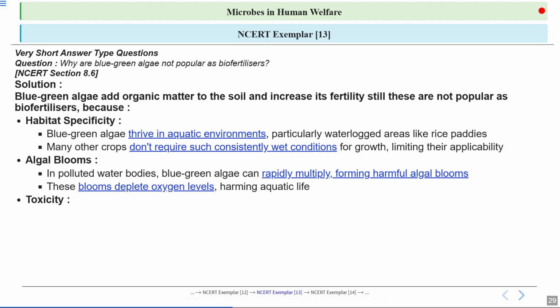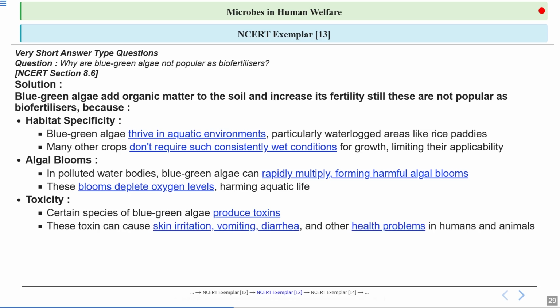Next one is toxicity. Some blue-green algae can produce harmful toxins as well. Certain species of blue-green algae release toxins into the water, which can be harmful to aquatic animals as well as humans also. These toxins can cause health problems such as skin irritation, vomiting and diarrhea as well. So this makes the use of blue-green algae risky in some situations.